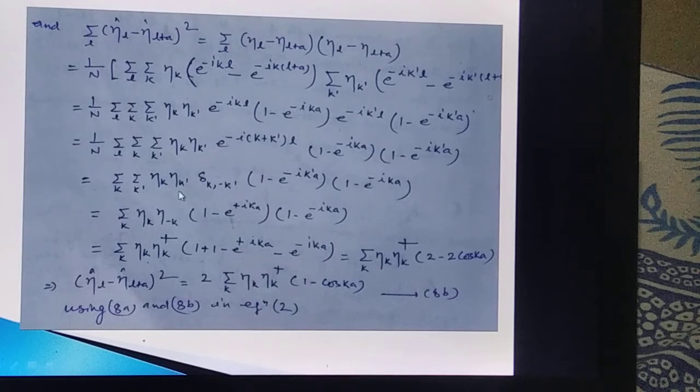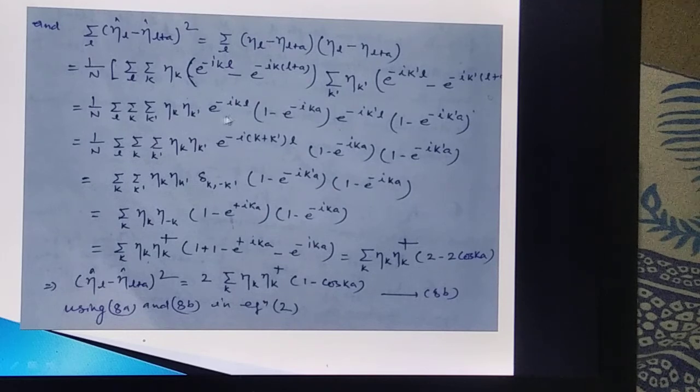And now we have to write down the term of potential energy, eta L minus eta L plus a whole square, in terms of eta k and eta k dagger. So you can write this whole square equal to summation L of (eta L minus eta L plus a) into (eta L minus eta L plus a), and if you write the value of eta L in terms of pk, then you are having this term.